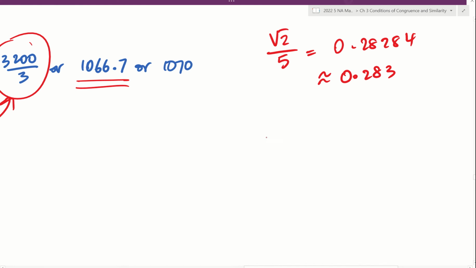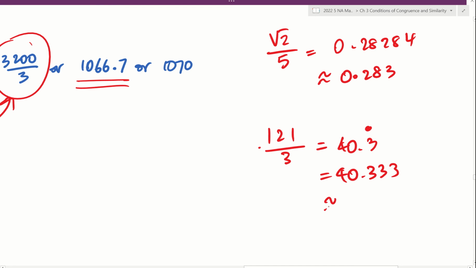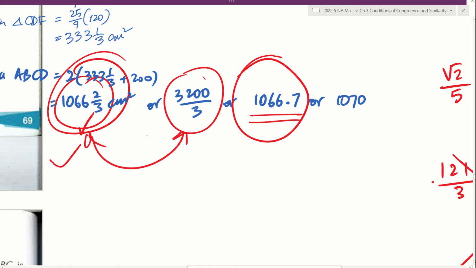Numbers such as 1, 2, 1 over 3. If you try in your calculator, you get 40.3 recurring. You cannot round this off to 3SF. You cannot say that this is equal to 40.333 and then, oh, let's round it off to 40.3. Aren't you losing accuracy? So this, we don't want. You're losing accuracy. With the same logic, we do not accept this. We definitely do not accept this, because you have an option to leave it as exact. You better leave it as exact.